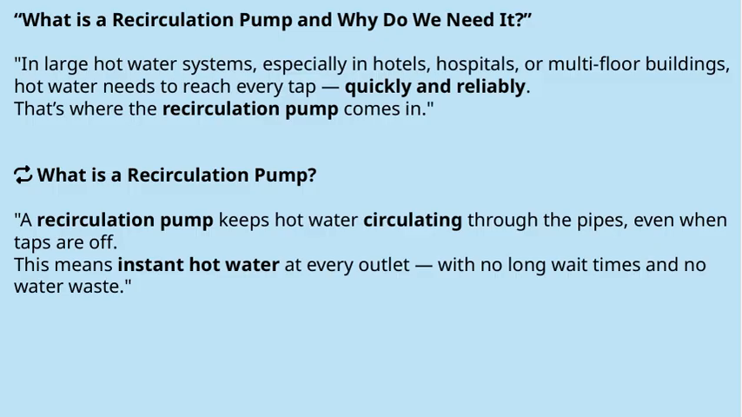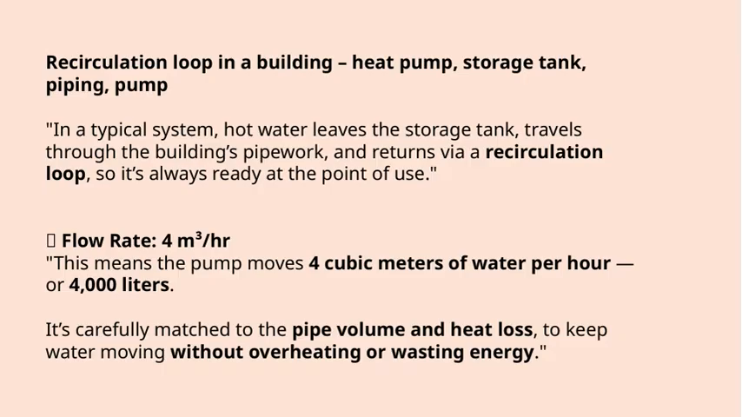This is a key part of making large water systems more efficient and user-friendly. In essence, the recirculation pump ensures that hot water is always on demand, supporting both comfort and sustainability in our buildings. In a typical building system, hot water leaves the storage tank and then travels through the building's pipework. From there, it circulates back via a recirculation loop.